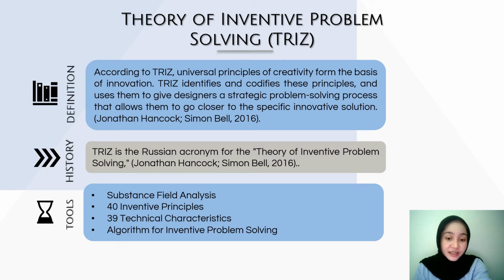It is an international system of creativity developed in the USSR between 1946 and 1985 by engineer and scientist Genrich S. Altshuller and his colleagues. The main tools in TRIZ are substance-field analysis, 40 inventive principles, 39 technical characteristics, and algorithm for inventive problem solving.